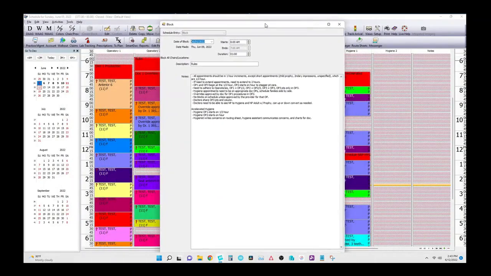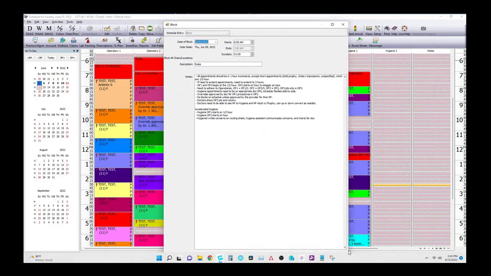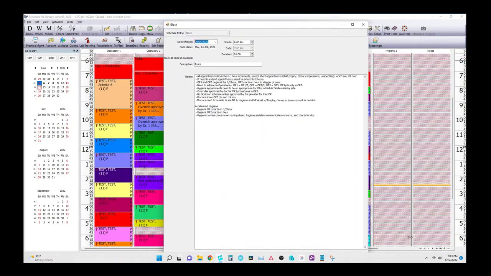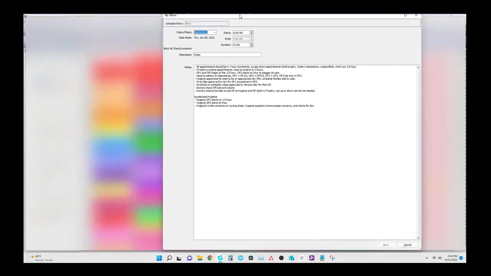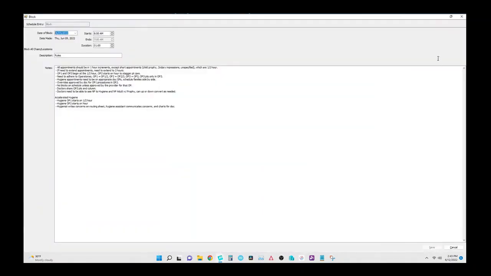So first rule is that all appointments should be in 1 hour increments, okay? We used to have appointments that were a little bit different than that. Some of them were 45 minutes, some of them were an hour and 15. And what ended up happening was it would just create all of these open spaces throughout the schedule, and it just never worked. So all appointments should be in hour increments.